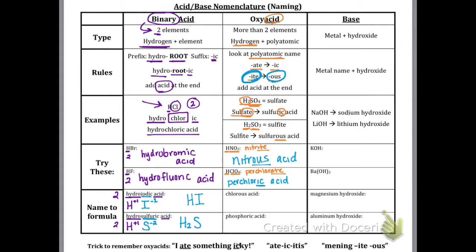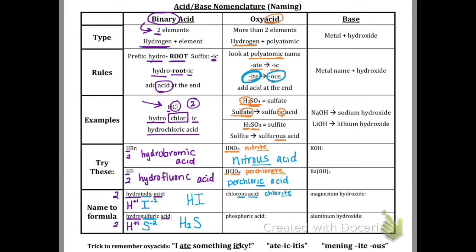All right, perfect. Now how do you go backwards? Well, here you know it's an acid because it will say an acid, but there's no hydro, so we know that there's more than 2 elements. That means that there's a polyatomic. So here, you look at the name chlorous, and now you go backwards. If it ended in us, that means the original one was chlorite, because ite changed to us.